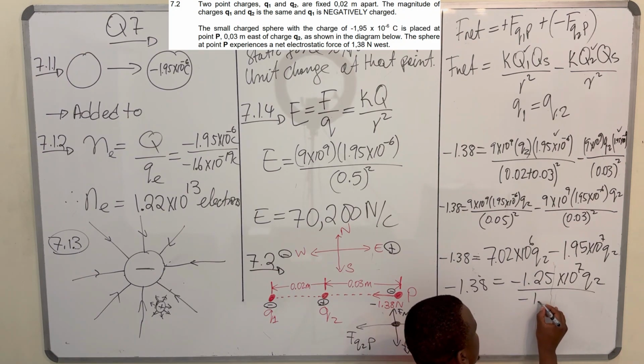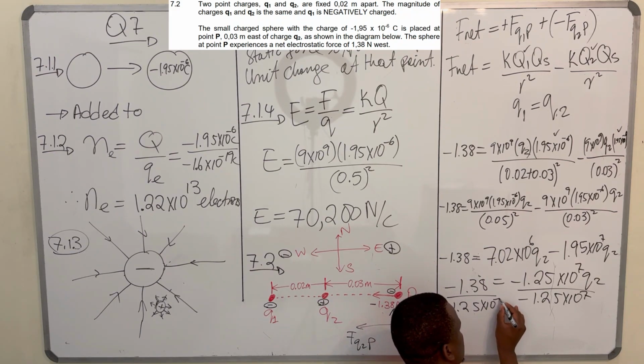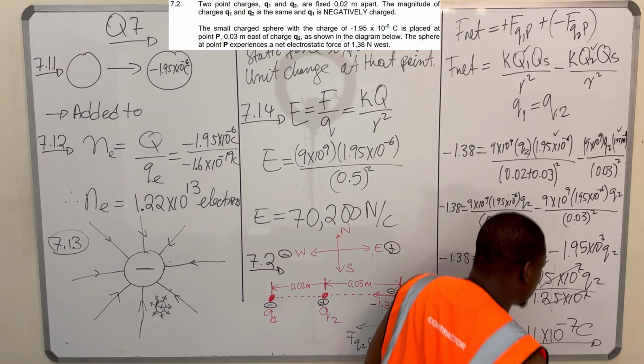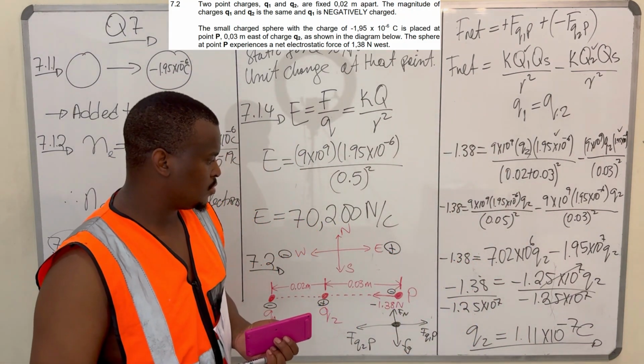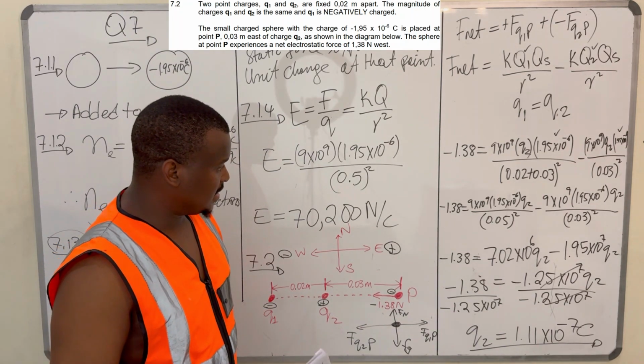Then divide by negative 1.25 times 10 to the power 7 both sides. So you get that Q2 is equal to minus 1.38 divided by that, which is 1.11 times 10 to the power minus 7 coulombs. So this is the magnitude of charge number 2. So we're done here, and we hope that it is correct.